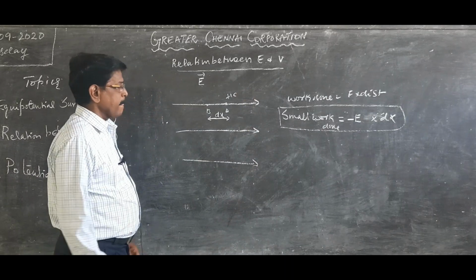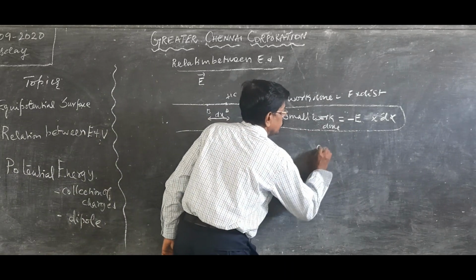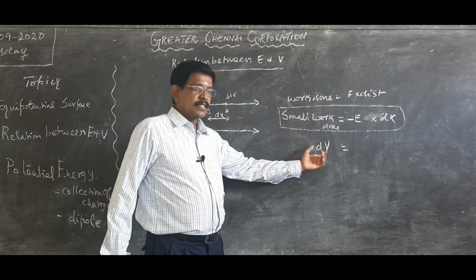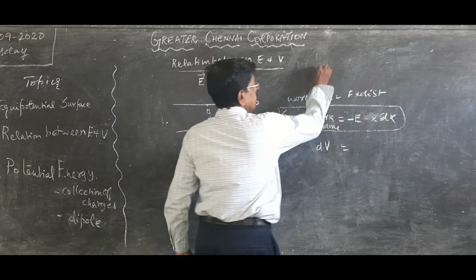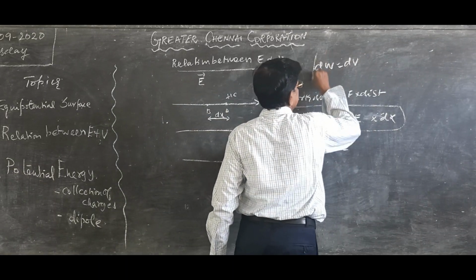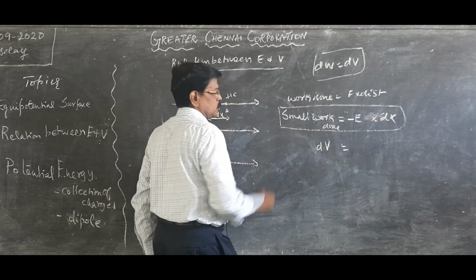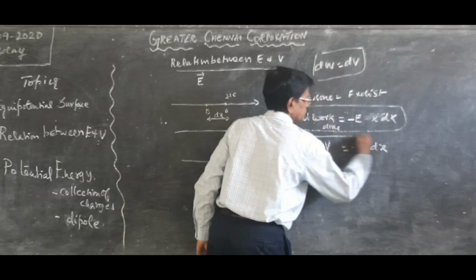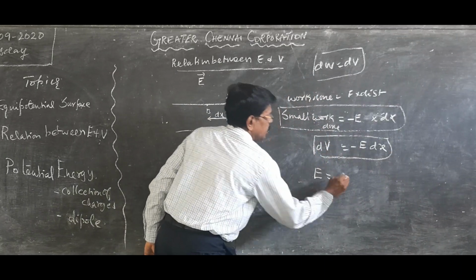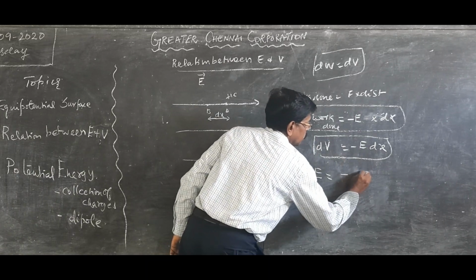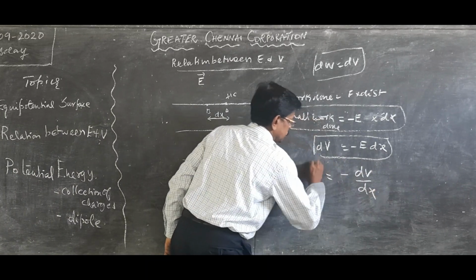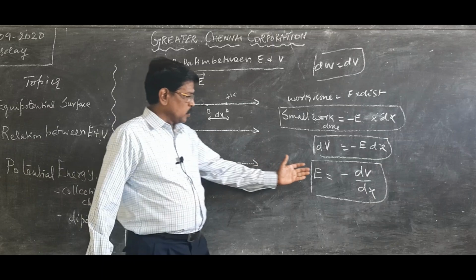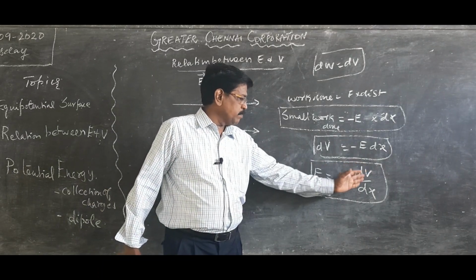As per the potential, we know that the work done is nothing but the potential. Since this is a small work done, it is nothing but the small potential, so we can write dW equal to dV. So this can be changed into dV equals minus E into dx. So E equals, if you transfer the terms, minus dV by dx. So finally we are arriving at the formula E equal to minus dV by dx.